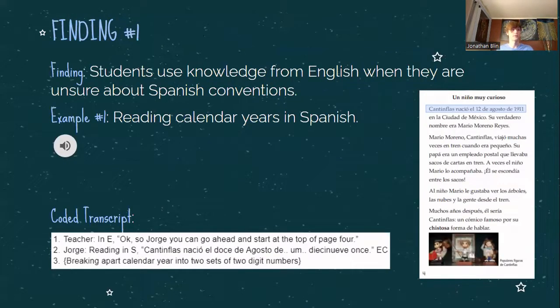Okay, moving on to my first finding. I noticed that students use knowledge from English when they are unsure about Spanish conventions. A good example happened right off the bat when we started reading for the first time and had to read the first sentence. What you'll notice here is that the way my student read calendar years is normal if you read it using English conventions, but for Spanish conventions, it was irregular. We're going to look into that.